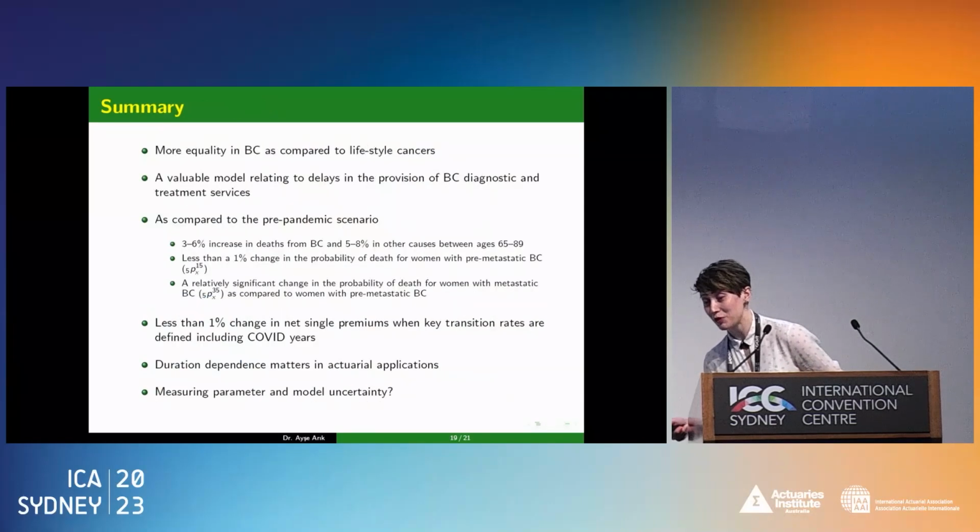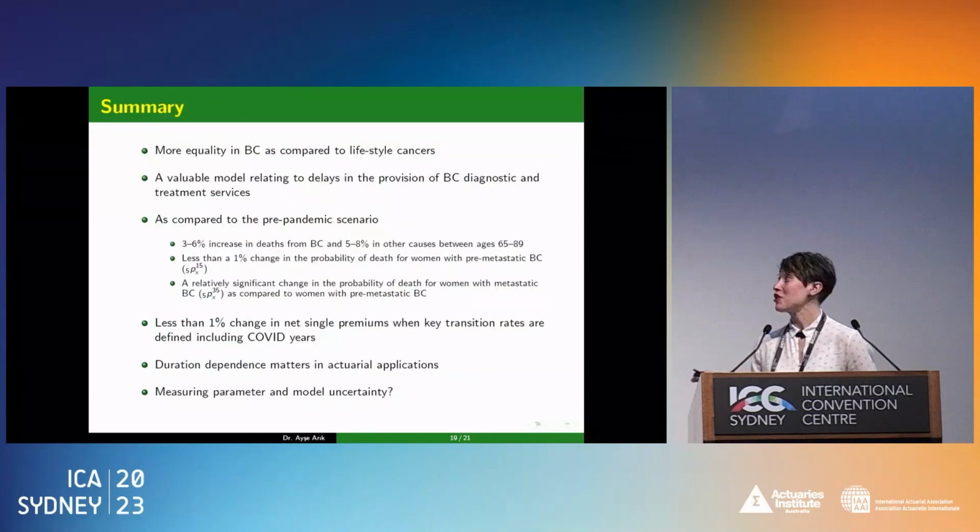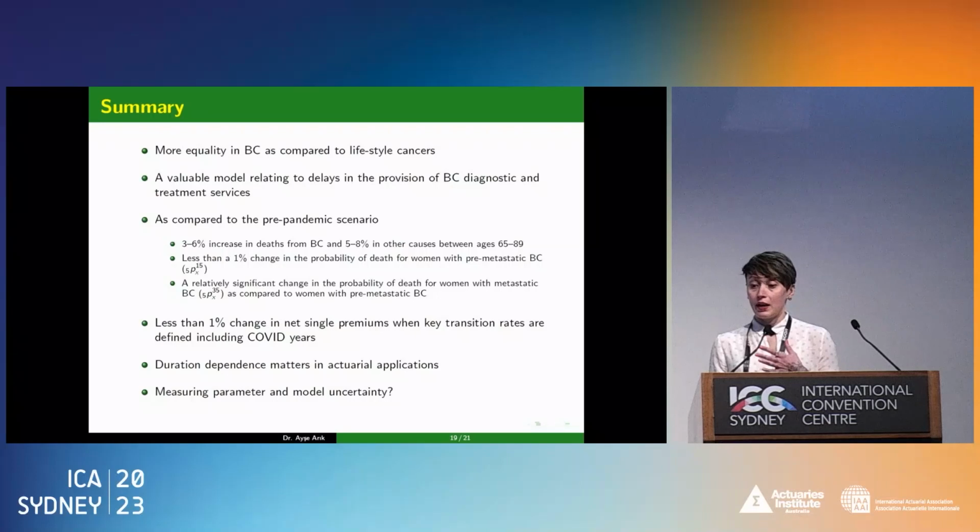One last slide, apologies for this. And this is the summary. So we just examined breast cancer risk, where we identified and confirmed there is more equality in breast cancer risk from an actuarial point of view as well. And we developed a valuable model that could account for different health systems in different countries. By changing alpha and beta parameters, it could be possible to imagine how different health systems could behave and what type of differences this could lead to in terms of a pandemic-related impact on cancer mortality.